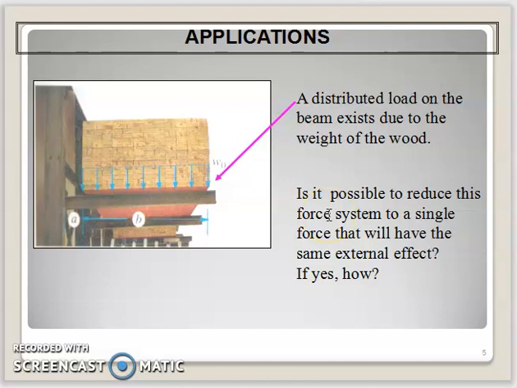This is one example of a distributed load. A distributed load on the beam exists due to the weight of the wood. Is it possible to reduce this force system to a single force that will have the same external effects? If yes, how?